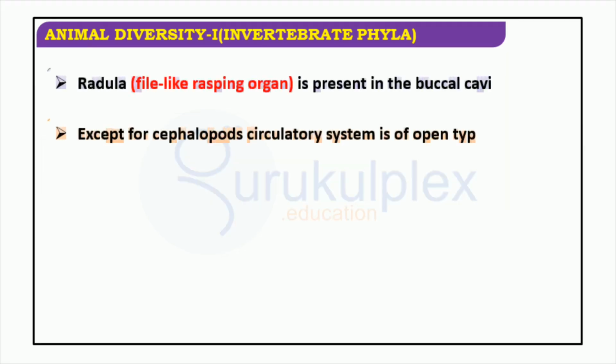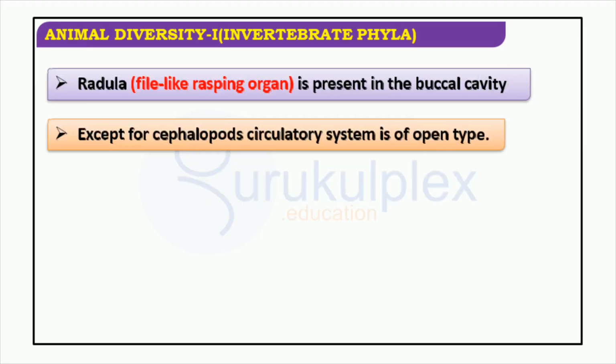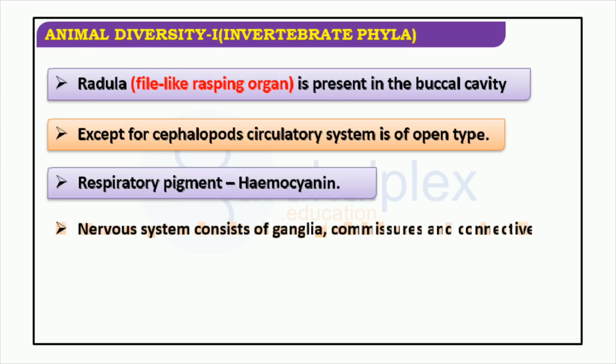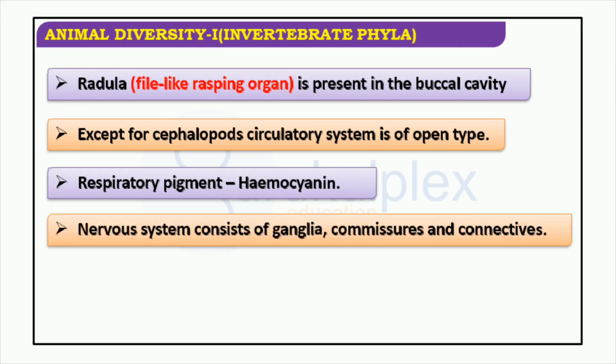Regarding animal diversity, Slide 6 emphasizes the presence of a radula, or a file-like rasping organ, in the buccal cavity, and the presence of hemocyanin as the respiratory pigment. Additionally, except for cephalopods, the circulatory system is of open type, and the nervous system consists of ganglia, commissures and connectives.